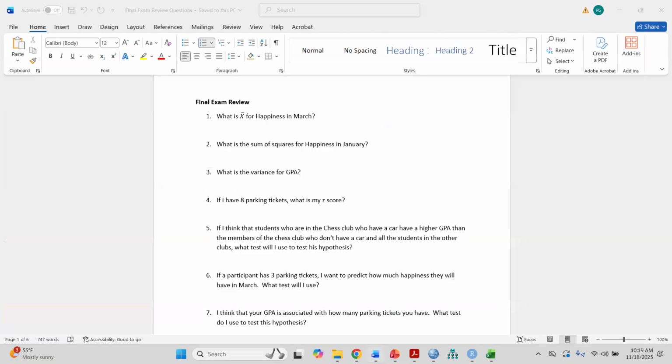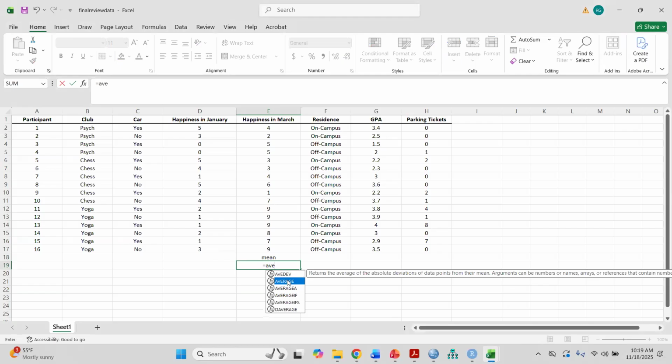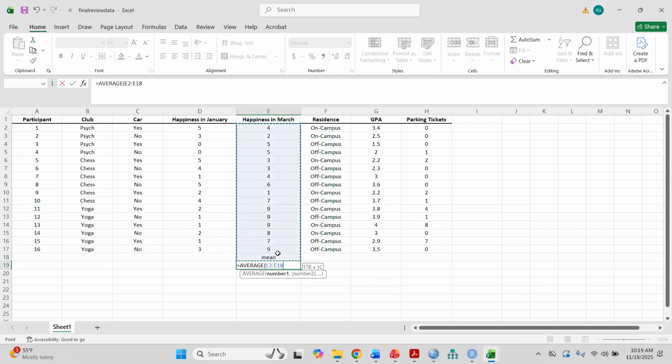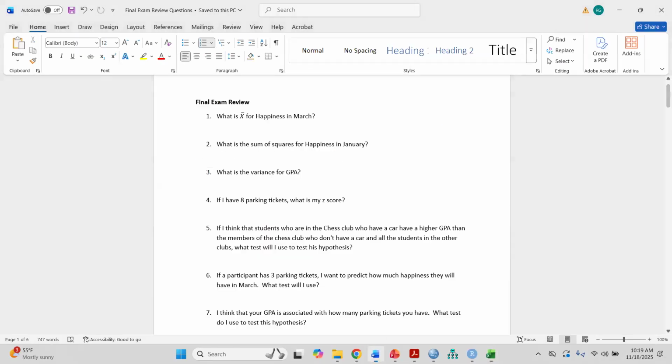Now, let's check out some questions. So, what is X bar for happiness in March? Now, obviously, you need to know that X bar is the sample mean, right? So, what's the sample mean for happiness in March? Well, if we want to go over here, then you're going to just type in equals average and drag across all the values, and boom, you got 5.69. That's pretty easy.